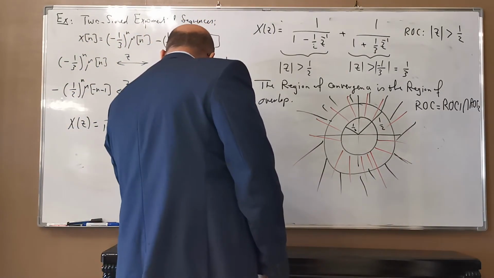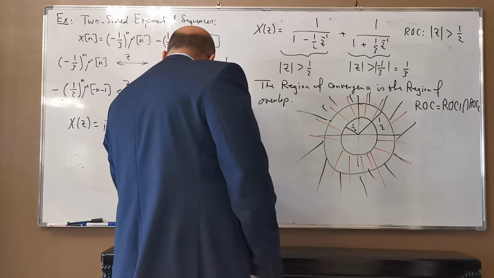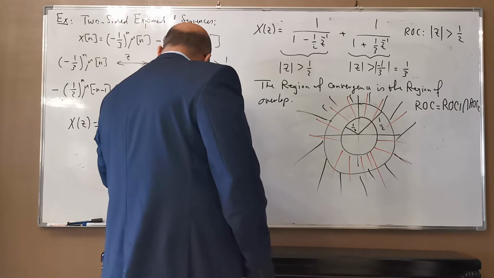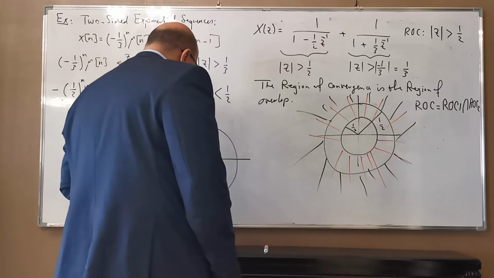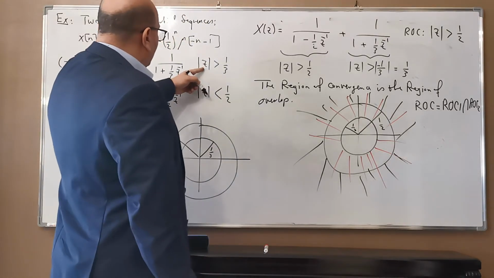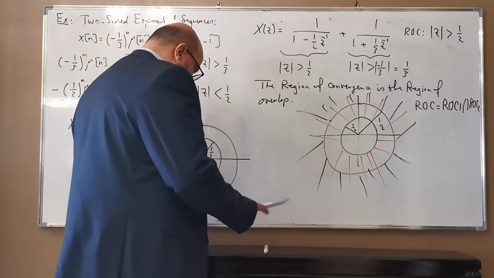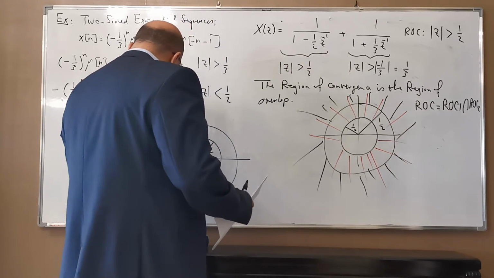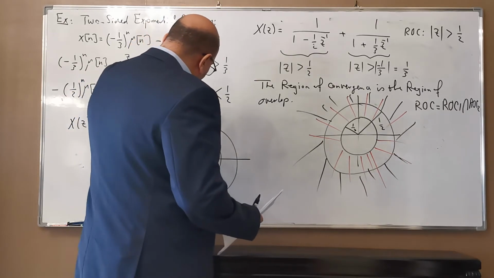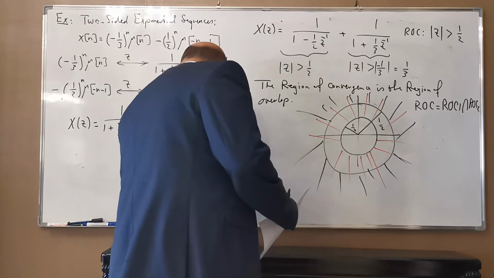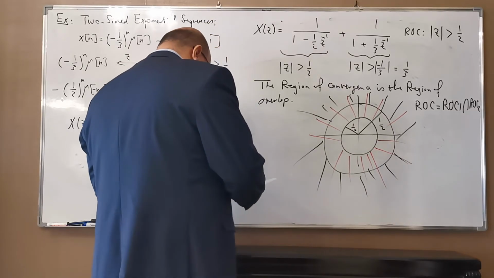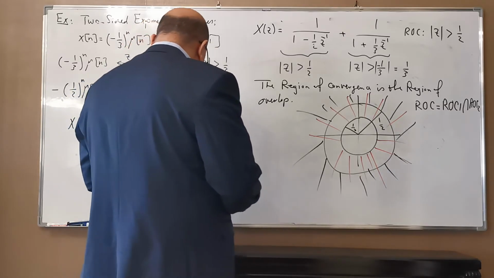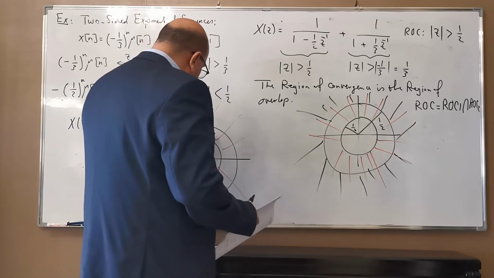The region of convergence: you have a circle here of 1/3, and you have another circle here of 1/2. This one is from 1/3 and above. So this is our ROC for the 1/3 and above. And the ROC for the other one is from 1/2 and inside.